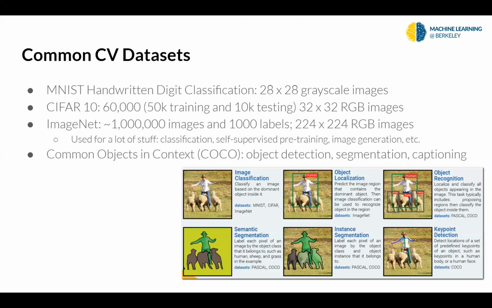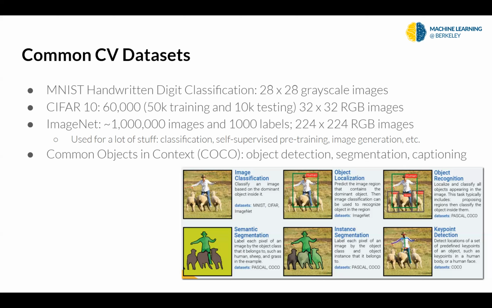Another one, a slightly larger one, is ImageNet. It has 1 million images, but now it has 1,000 labels. So it has 100 times more labels with somewhere between 10 to 100 times more images. The images are also bigger, 224 by 224. That's used as a benchmark. If you look at a lot of research papers, ImageNet is used a lot for classification, pre-training, image generation, and for other tasks.